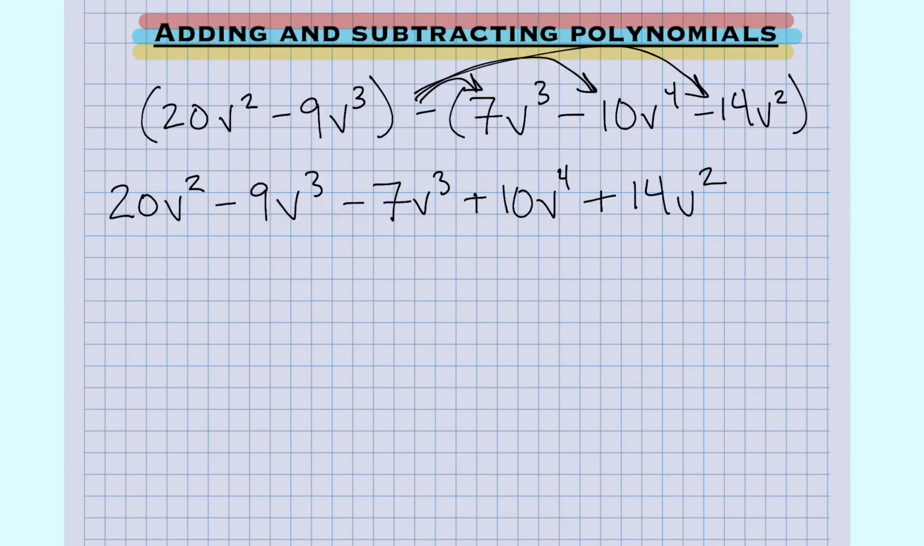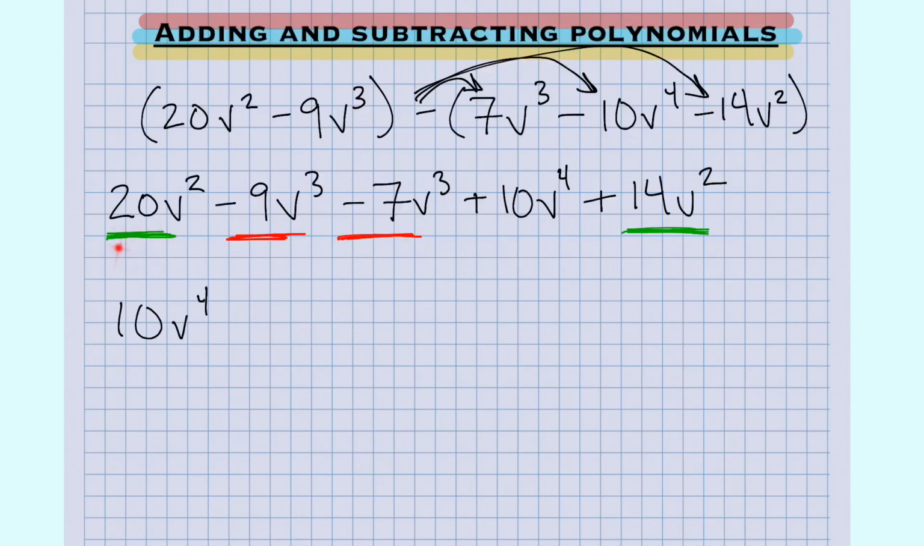Okay, now combining like terms. Let's see, we have 20v squared and we have 14v squared. We have a negative 9v cubed and a negative 7v cubed. And then that 10v to the fourth is all by itself. So here we have 10v to the fourth.